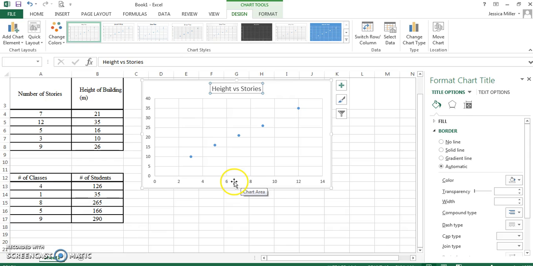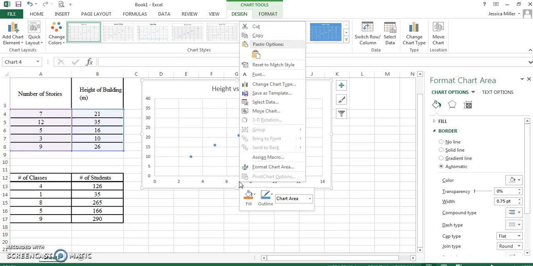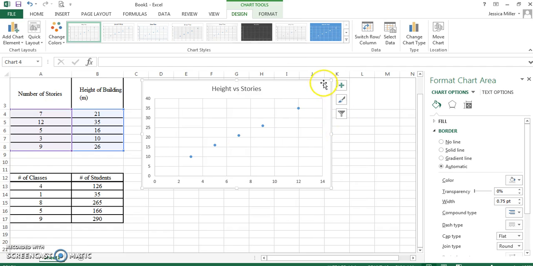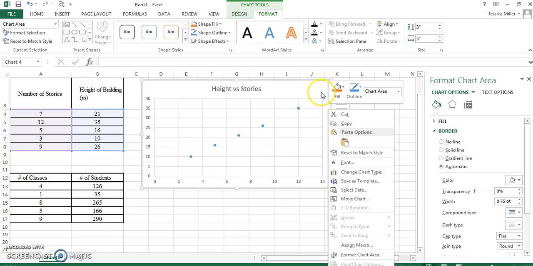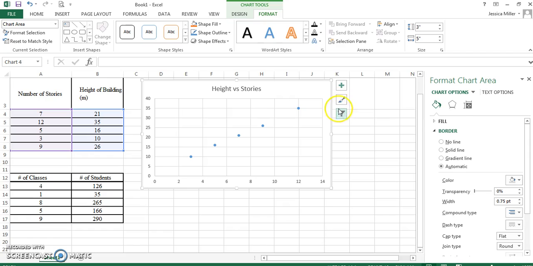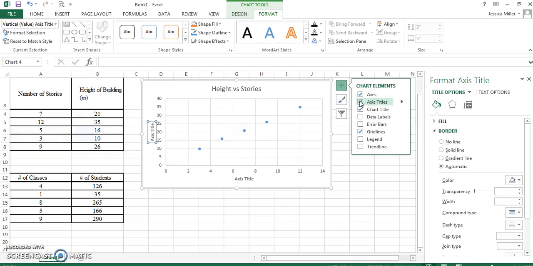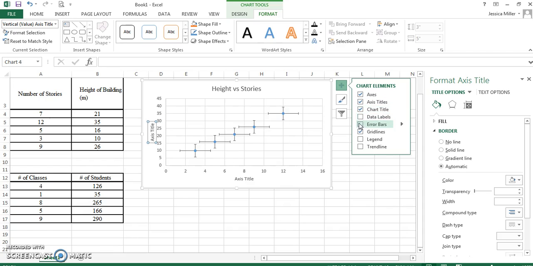Now the variable on my x-axis here is the number of stories. So I need to add an axis. Right here, this plus up in the right hand corner, chart elements. Yeah, I want axis title, so I want to check that. I already have a chart title.